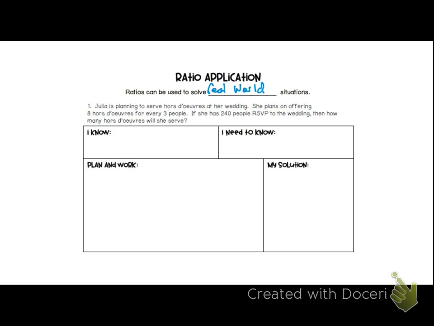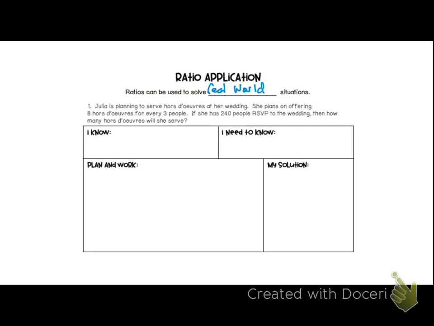In this scenario, Julia is planning to serve hors d'oeuvres for her wedding. She plans on offering 8 hors d'oeuvres for every 3 people. If she has 240 people RSVP to the wedding, then how many hors d'oeuvres will she need to serve?